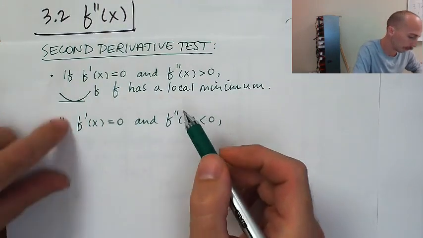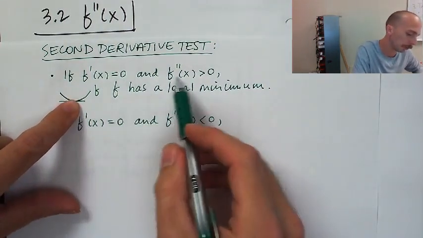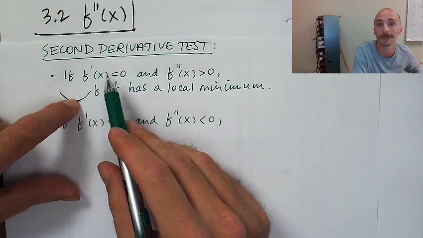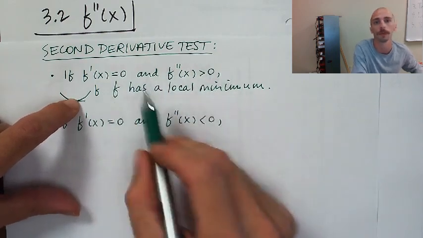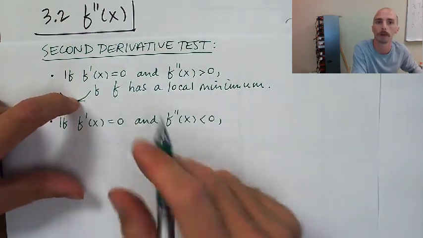But also, we could say that if f prime is equal to 0 and f double prime is positive, that means f prime is necessarily going from negative to positive, which is the first derivative test, knowing that we're sitting at a local minimum.